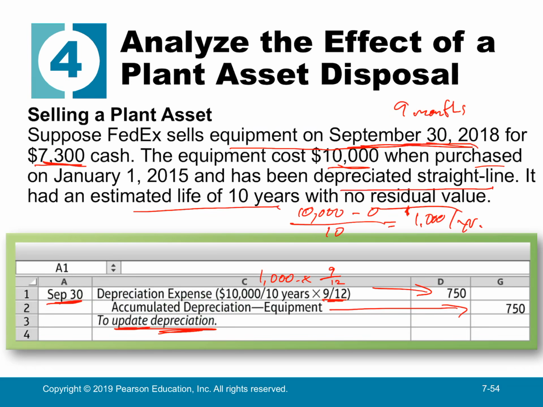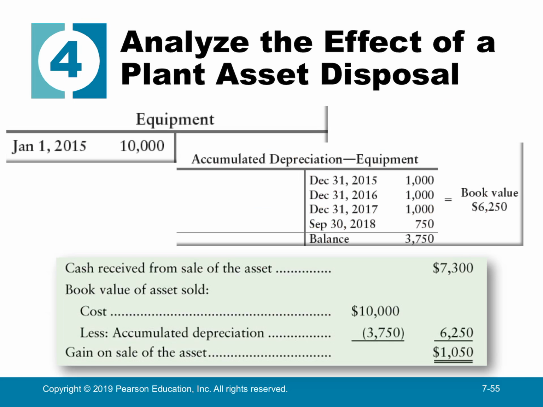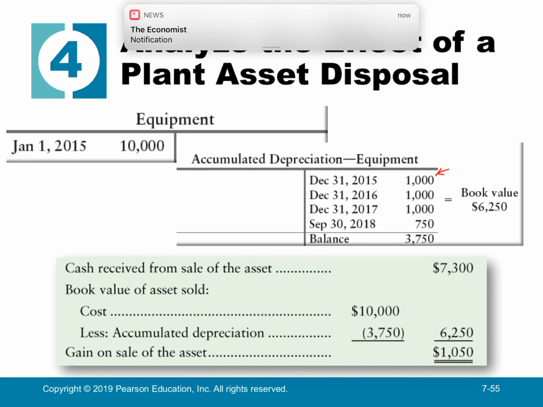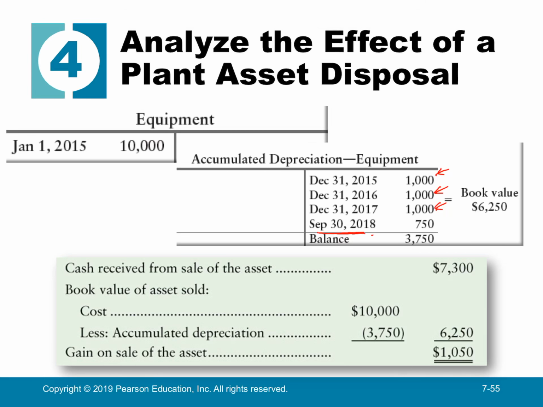So if we look at this, we bought it on January 1st, 2015. So how does the T account work here? Well, 2015, we took depreciation of 1,000, 2016, 1,000, 2017, 1,000, and now we got rid of it on September 30th, 2018. So we partially depreciated up to the date of disposal.